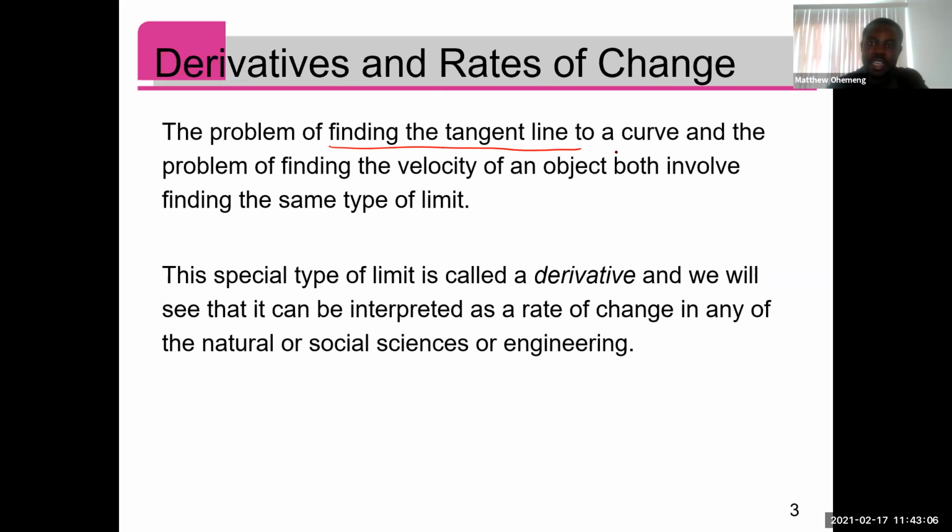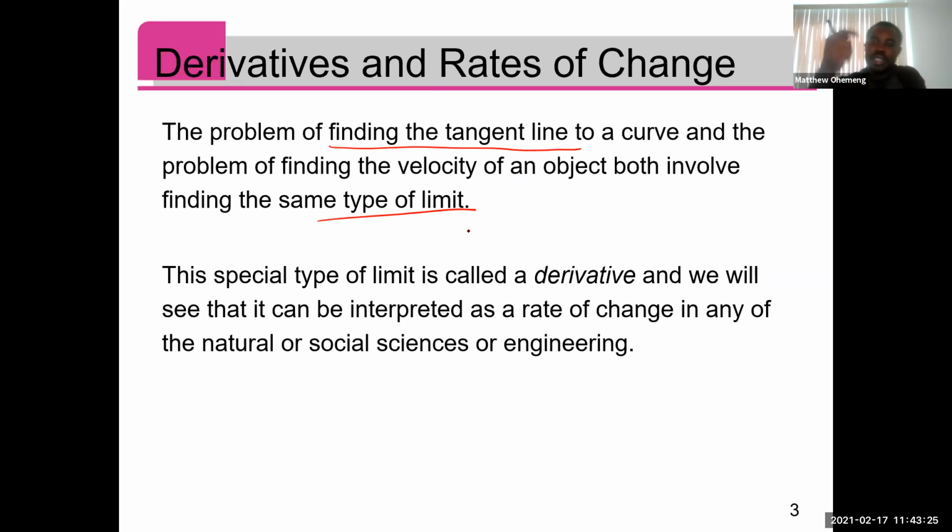We were finding the tangent line to a curve and the problem of finding velocity. We realized that they involve the same type of limit, right? They were the same. As I said, the instantaneous velocity is equivalent to the slope of the tangent line. And then the secant slopes are equivalent to what? The average velocities. So they are the same. It's just the same thing they're doing.